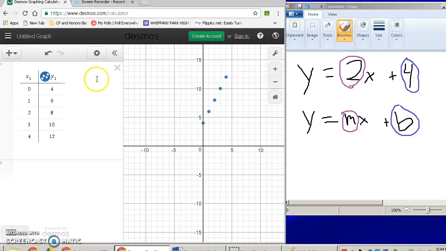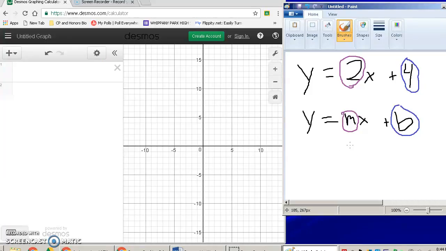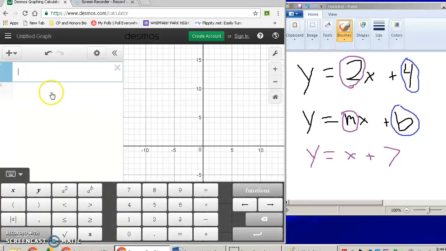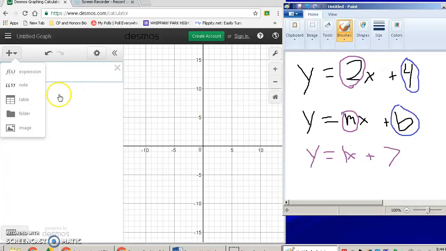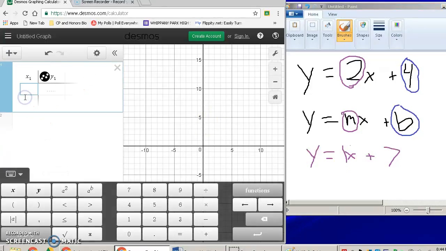So let's do another example here. Our next example, let's do y equals x plus 7. We already know that our y-intercept is going to be 7, and our slope here, although we do not have a number directly in front of x, we do know that there should technically be a 1 there. So our slope is actually 1.